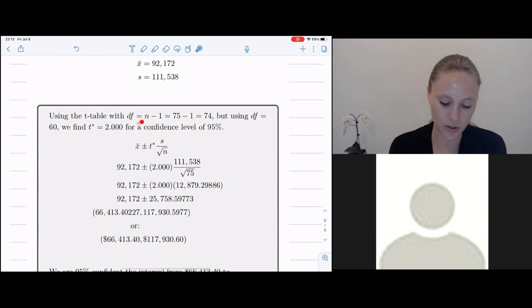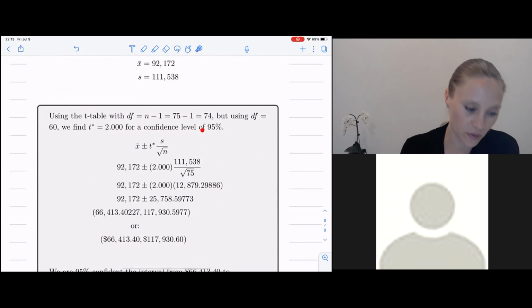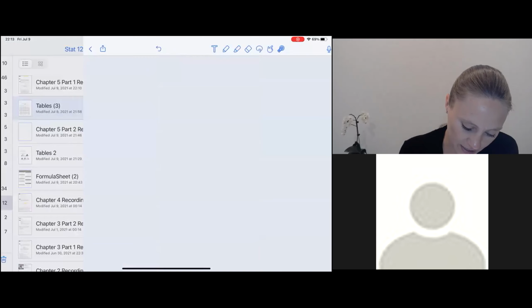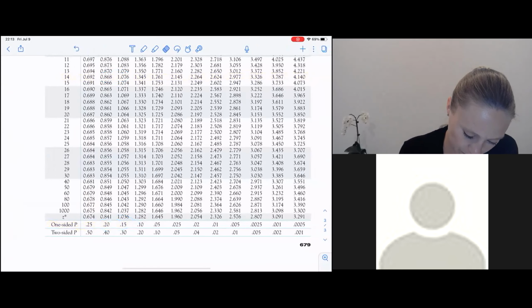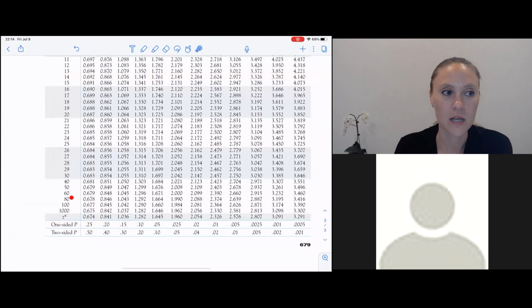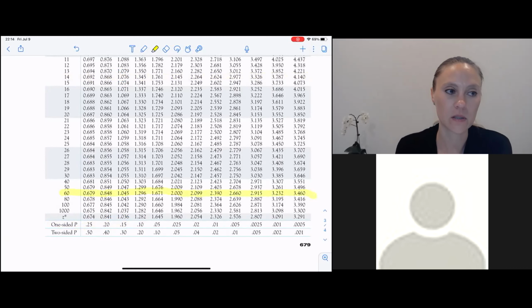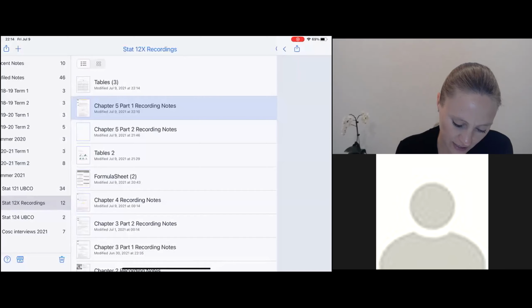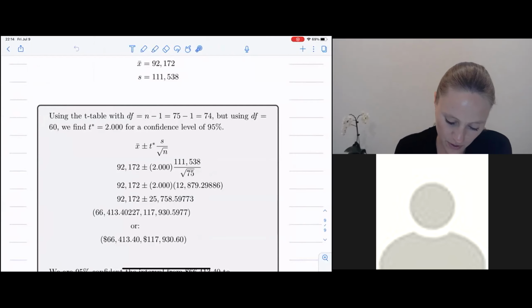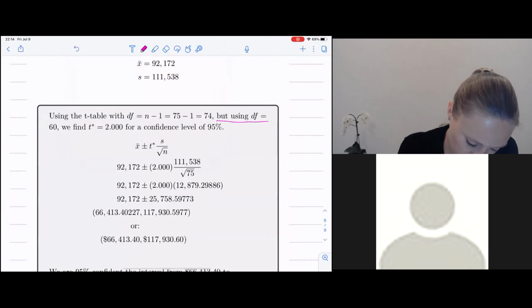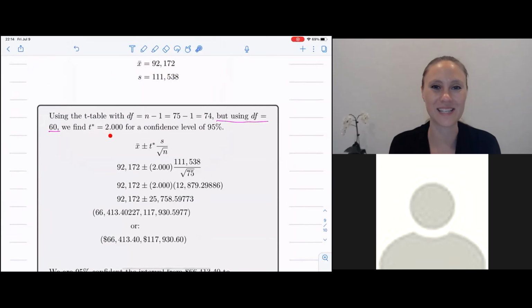Everything in this box you need to show for full marks in terms of your work. Using the t-table with n minus 1 degrees of freedom, which in this case is 75 minus 1, which is 74. If we go to the t-table and try to find 74 degrees of freedom, there is no 74. It might be tempting to go for 80, but we have to go for 60. How do you show that you knew to do that? You say, but using 60 degrees of freedom, we find that t star is an even 2.